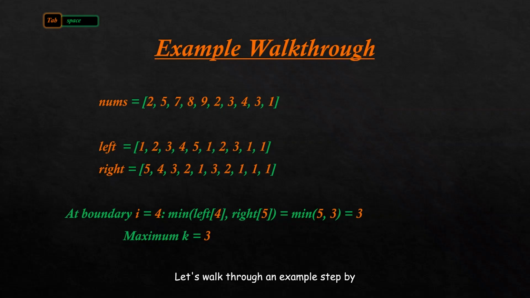Let's walk through an example step by step. For the array 2, 5, 7, 8, 9, 2, 3, 4, 3, and 1, the left array records increasing lengths ending at each index. The right array records increasing lengths starting at each index. When we compare boundaries at index 4, the minimum of left[4] and right[5] equals the minimum of 5 and 3, which is 3. That's our maximum k. So the final answer is 3.